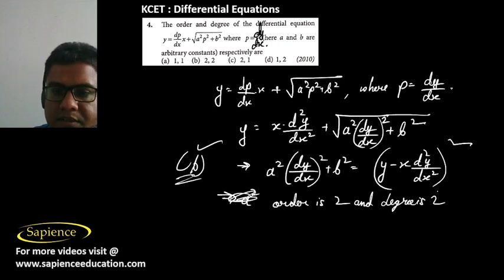The highest order derivative in the differential equation is the second order, and the exponent of that highest order derivative is also 2. If you expand this, then the exponent of d square y by dx square, the degree, is also 2.